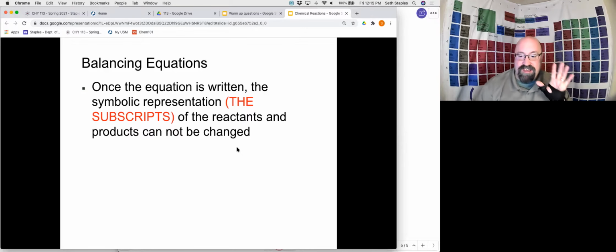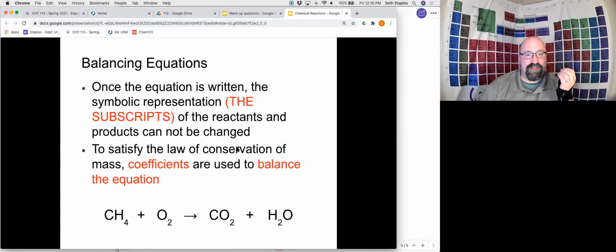And so just to reiterate those rules, once the equation is written, once you have figured out the products and the reactants, the subscripts cannot change. Do not change those subscripts. Instead, in order to satisfy the law of conservation of mass, coefficients are used to balance our equations.